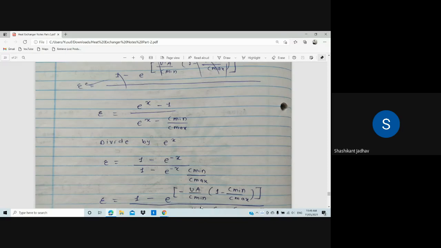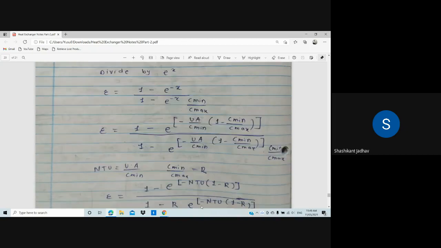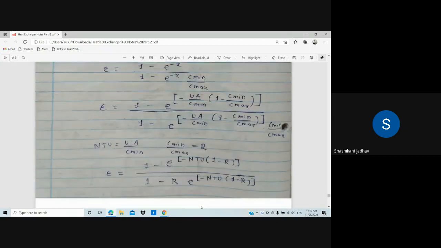C minimum upon c maximum. Okay, now we have to put the value of x. So whatever the value we have considered for that x, now we have to put that value. So therefore we get the equation as epsilon is equal to 1 minus e raised to minus x.